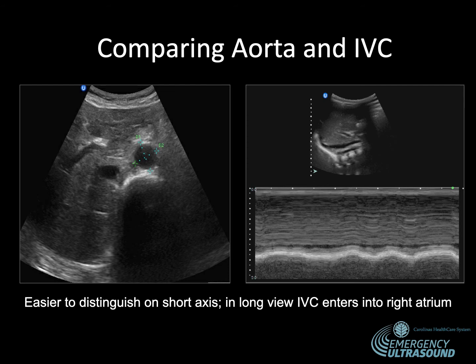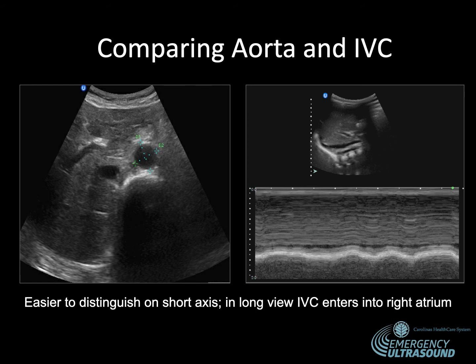We want to make sure that we compare the aorta and IVC, because if someone has a fairly plump or plethoric IVC, it can be difficult to tell them apart. We want to make sure you can look in transverse, make sure that you're seeing the aorta on the right side of the screen, the IVC on the left side of the screen. We'll also note that the aorta has pulsations, whereas the IVC has more of a triphasic movement that's affected by respirations.